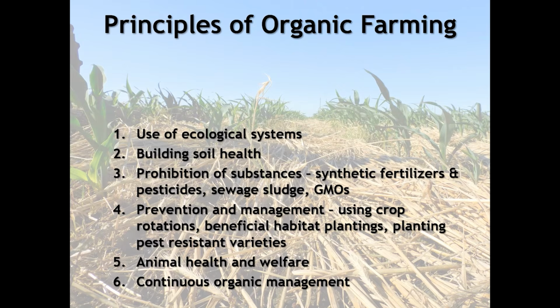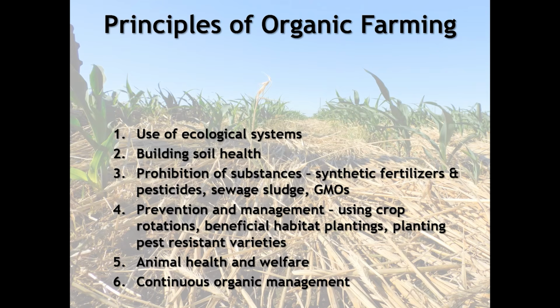Now, in organic farming systems, the major principles that I have summarized here based on the definition are maximizing the use of the ecological systems, building soil health, and certain things are prohibited in organic farming systems. For example, you cannot use synthetic fertilizers and pesticides. Sewage sludge is also disallowed, and the use of genetically modified organisms is also not allowed.